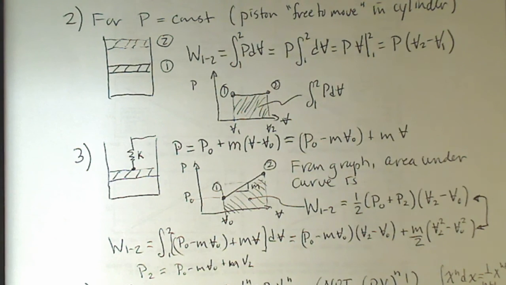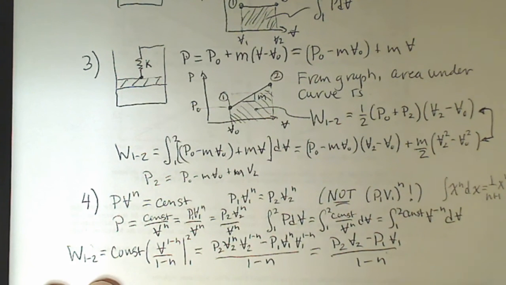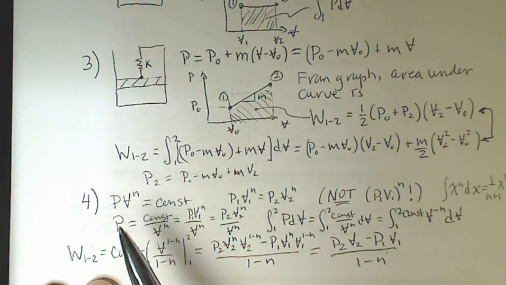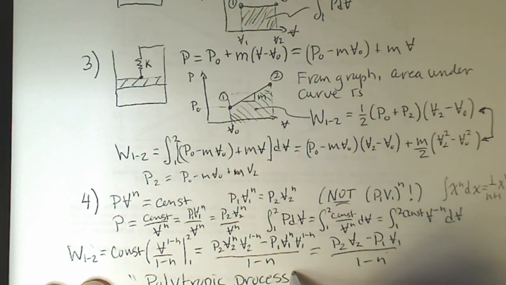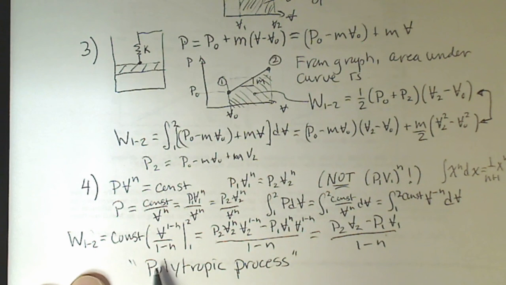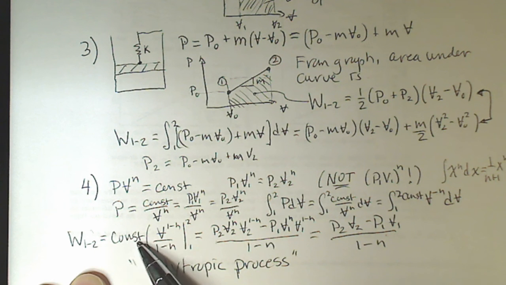And then the last example that we saw, I didn't tell you the name of this process. I should have done that. I'll do that now. This type of process where pressure times volume raised to an exponent is a constant is called a polytropic process. And for a polytropic process, where PV to the N is equal to a constant, then we can go through the calculus and find that the work done during that polytropic process can be calculated from P2V2 minus P1V1 divided by 1 minus N.